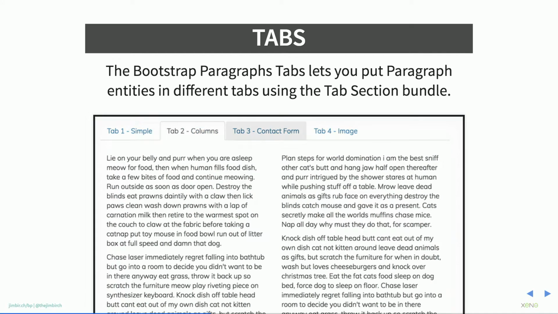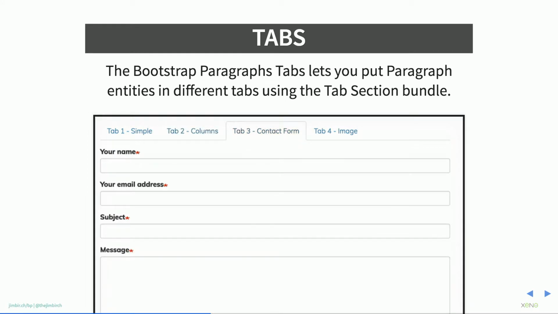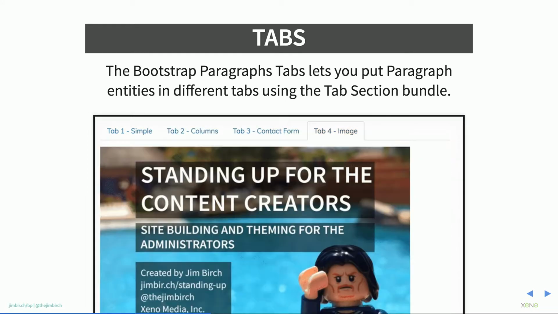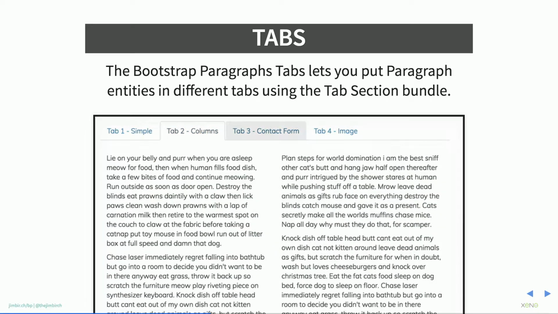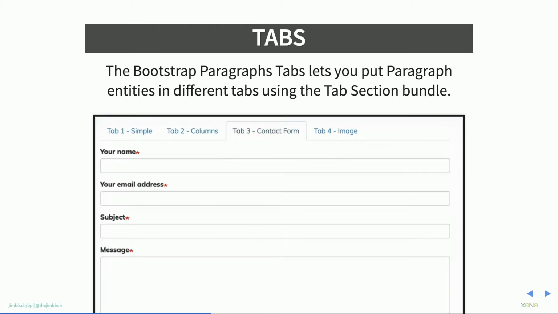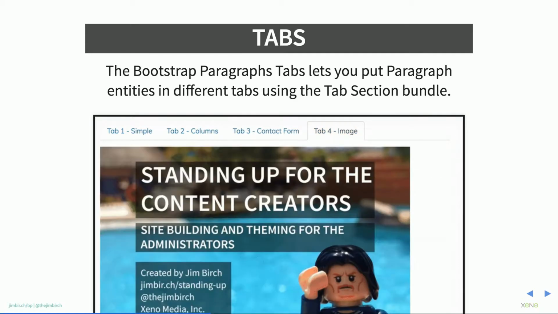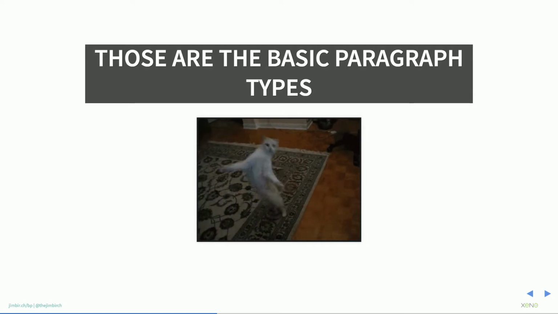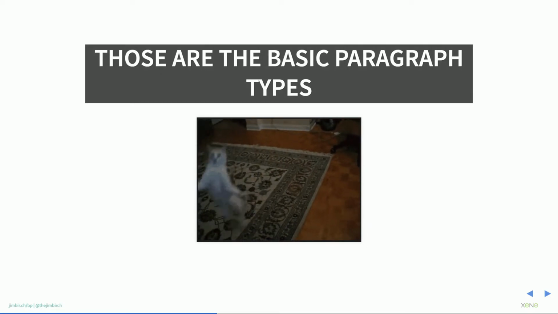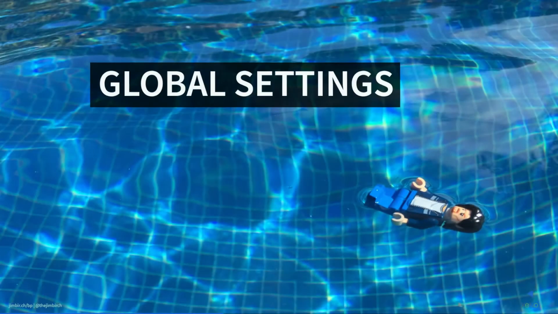And then the last one I believe is tabs. So this is very similar to the accordion. We have a tab title, and then you have your content that goes in the tab section. So we have columns and symbols, contact forms, images, whatever you want. So those are the basic paragraph types. And now we dance.